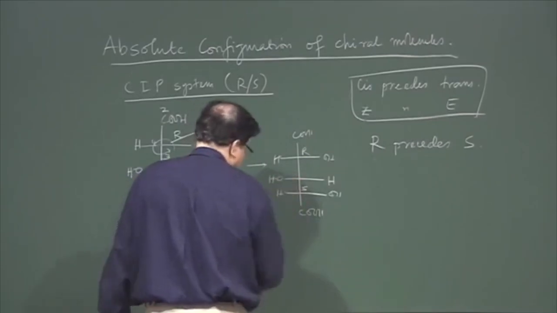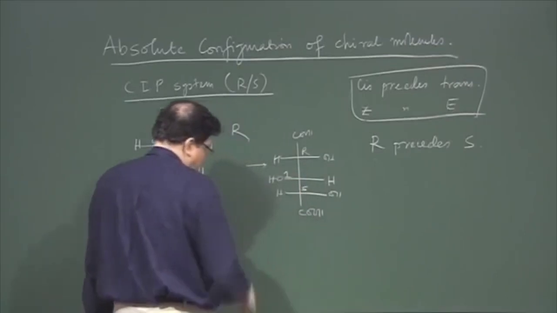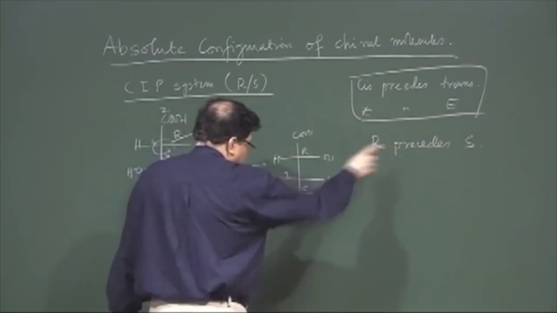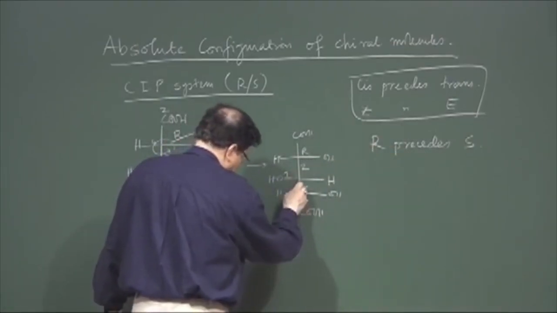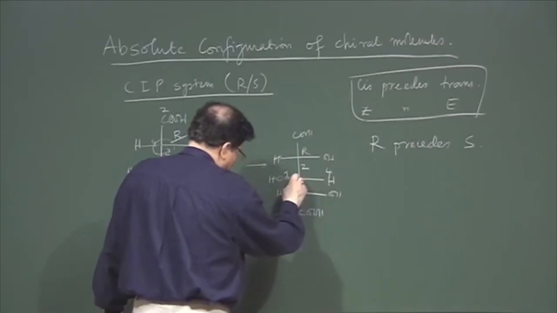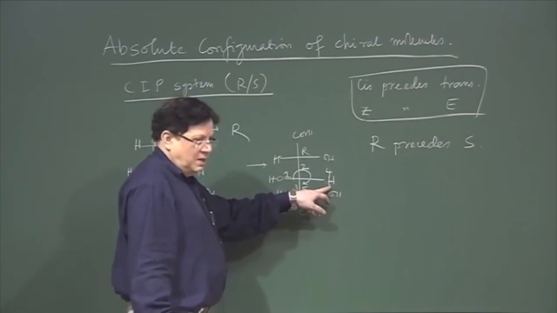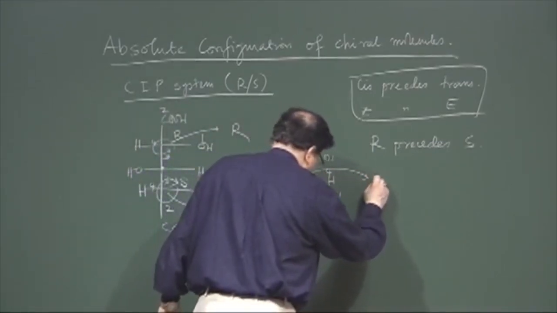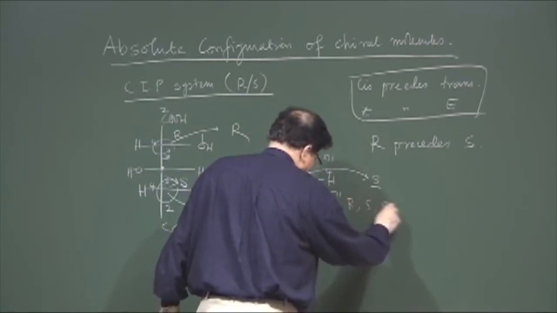So, now what is the configuration of this? This will be your number 1, that is the highest atomic number. Then comes either this or that, but since R precedes S, R gets preference over S. So, this will be 2 and that will be 3 and the hydrogen will be 4. So, 1, 2, 3 looks like R, but because the hydrogen is on the horizontal side, the configuration is S. Okay. So, this is an R S S compound.